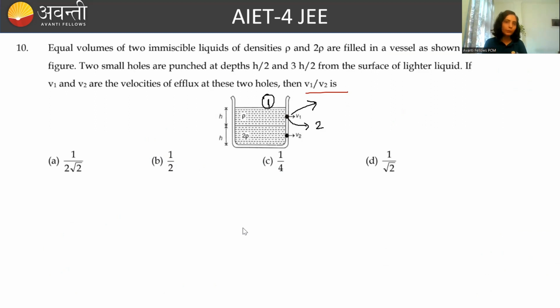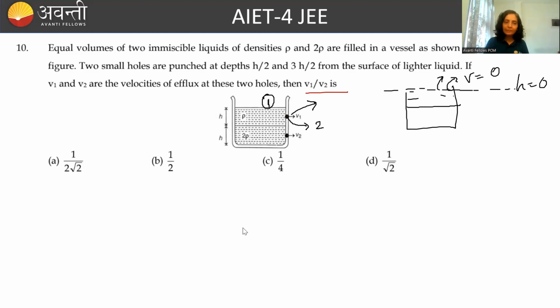So at these 2 points, let's write the Bernoulli's theorem. If I talk about the top point here, the velocity of water at this point will be what? 0, because it is at rest, it is in the tank. And here the pressure will be equal to atmospheric pressure. And let's take this as h equal to 0, height as 0.